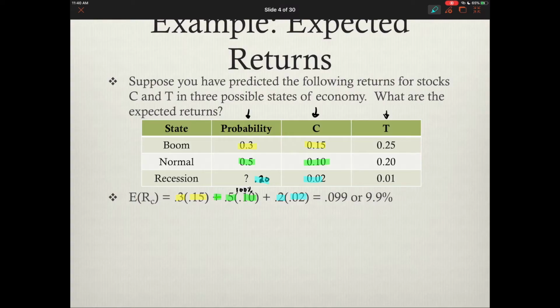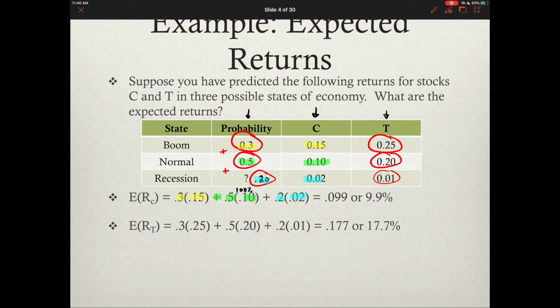Now, hopefully you can work ahead here and look at the expected return of stock T. It's going to be the same thing. What we will be doing here is taking the probability of a boom multiplied by the return in that condition, plus the probability of normal multiplied by the return in that condition, plus the probability of recession multiplied by the return in that condition, and we end up getting an expected return for stock T equal to 17.7%. So that's what we're doing here, calculating the expected return of an individual security given different economic conditions and our expectation of the return in those different economic scenarios.